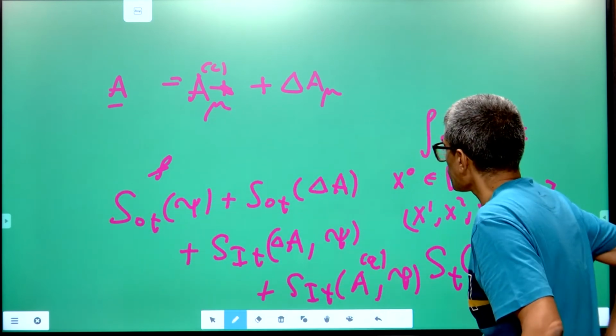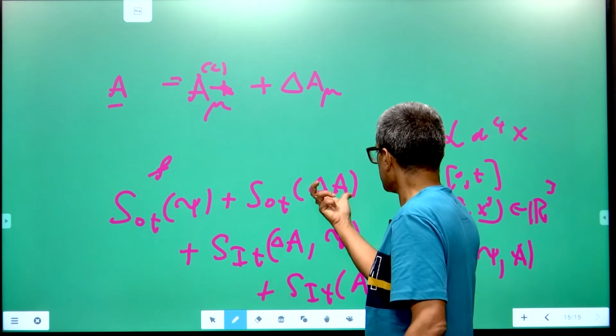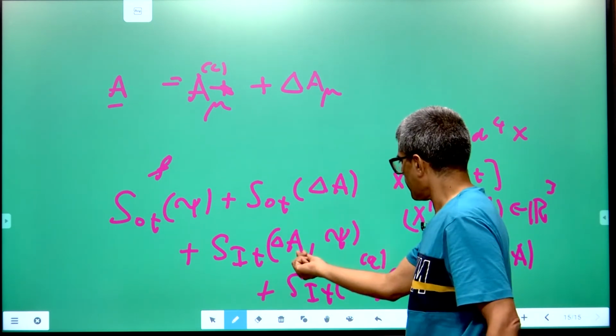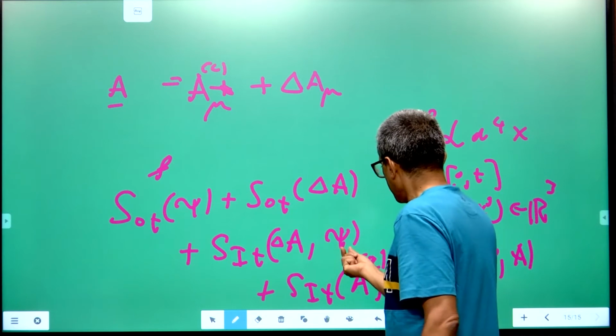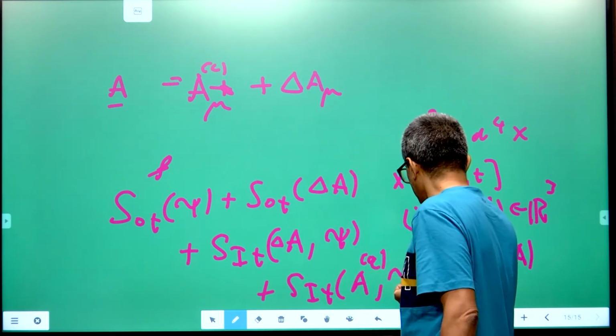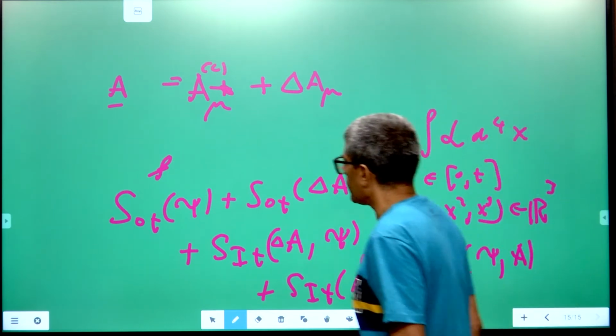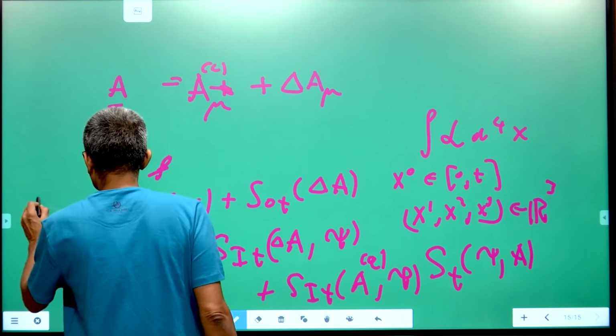Now this is a quadratic form in psi, a bilinear form in psi and its conjugate. This is a quadratic form in delta A. This is a bilinear form, this is trilinear: it is bilinear in psi and psi bar and linear in delta A. This is bilinear in psi and psi bar and this is linear in A. So you have this, the total action function up to time t can be written as a sum of all these actions.